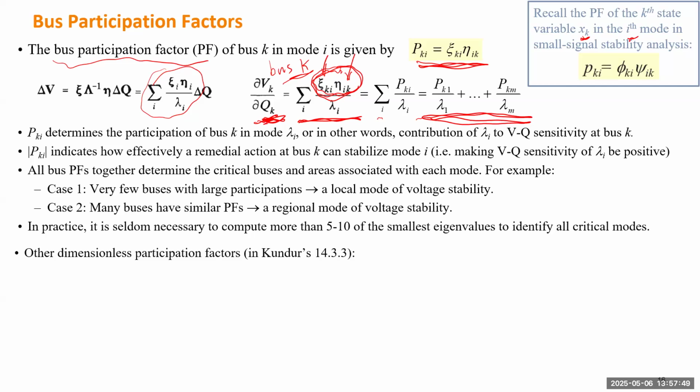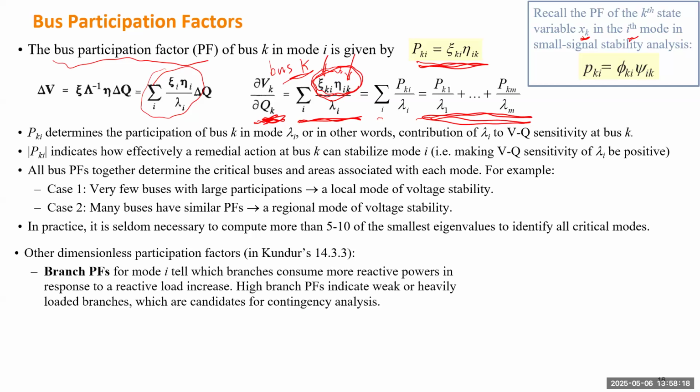From Kundur's book, they also give you other participation factors, depending on what type of control you want to add. If you want to add control to a bus, the bus participation factor will definitely be very useful. But if you want to add control through some transmission paths or lines, or identify which transmission line will be critical, you also need to define the branch participation factor. If you want to use generators to do the control, you also need to determine the generator participation factor.